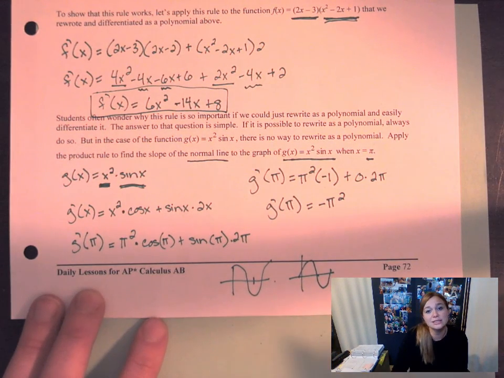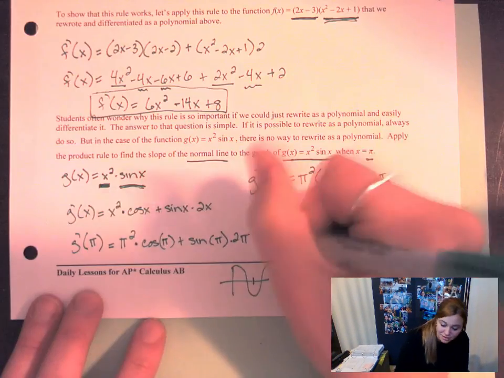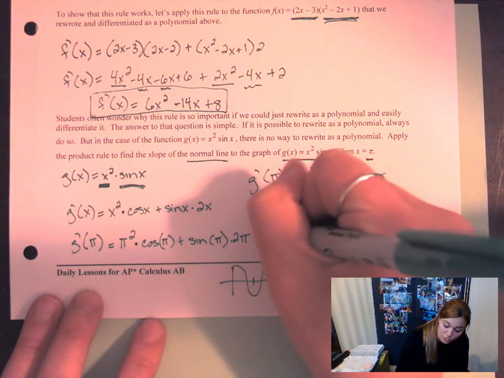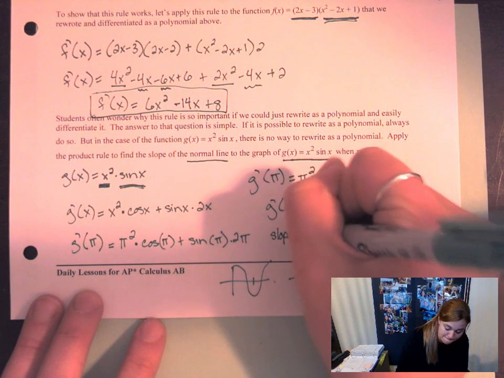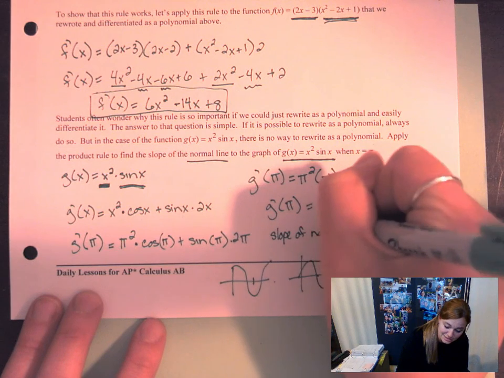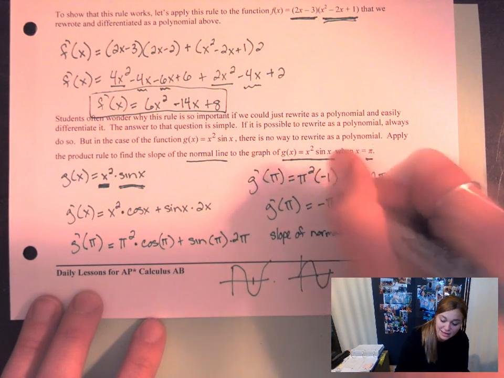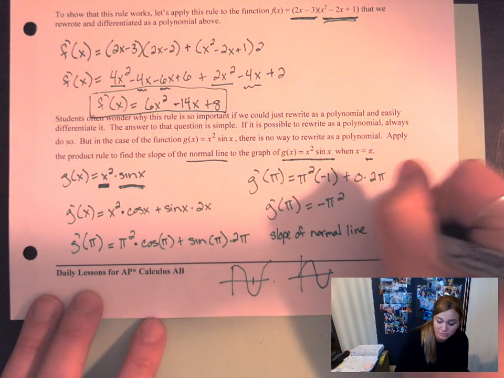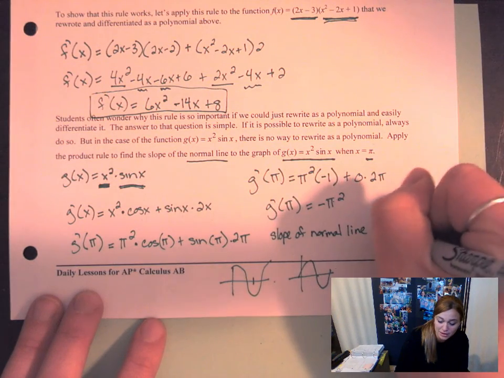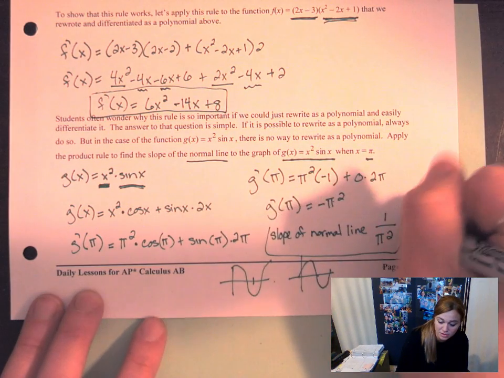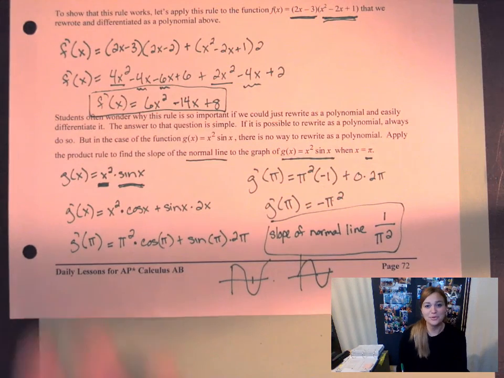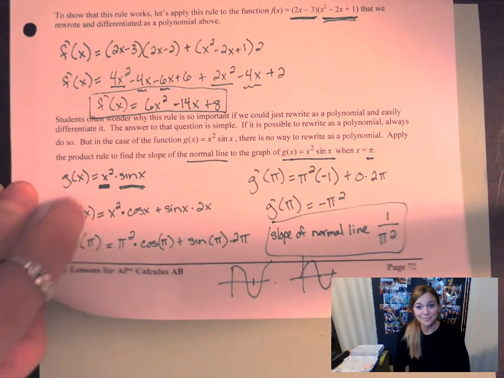This is the slope of the tangent. Then the slope of the normal line is the opposite reciprocal. So if this is negative, I would make it positive, 1 over pi squared. Ta-da! Look how pretty that looks. I mean, not my rectangle, but everything else looks so pretty.